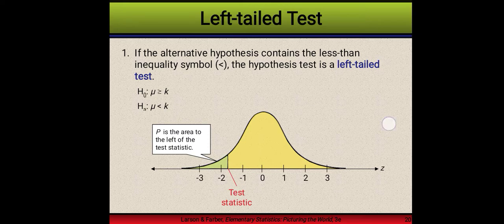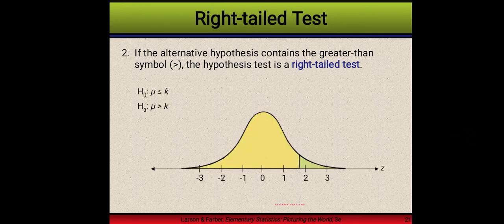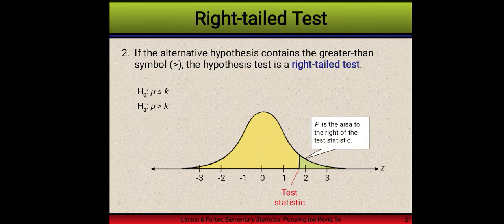Next we have the right-tailed test. If the alternative hypothesis contains the greater than symbol, the hypothesis test is a right-tailed test, as you have seen here in the graph in the positive region, wherein P is the area to the right of the test statistic. That is the representation of a right-tailed test, on the right side, or wherein the positive integers are indicated.